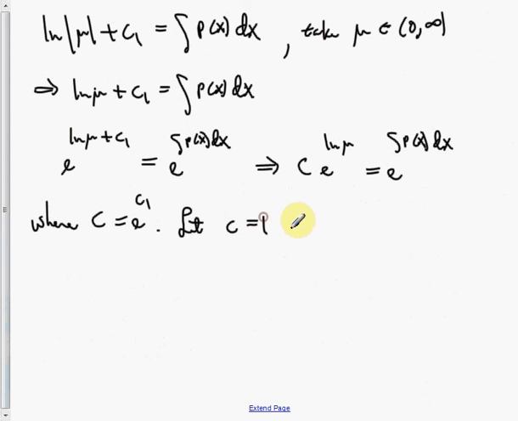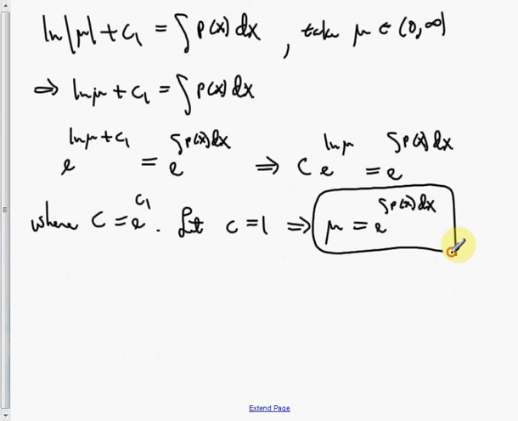let c equal 1. And this implies that e to the natural log of mu is just mu, right? So mu is equal to e to the integral of p of x dx. So mu, or mu of x, is equal to that. That becomes our integrating factor. Now, we went around the world to get it, but we got it.